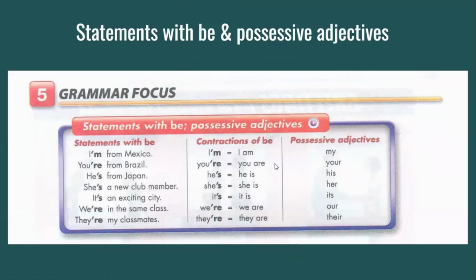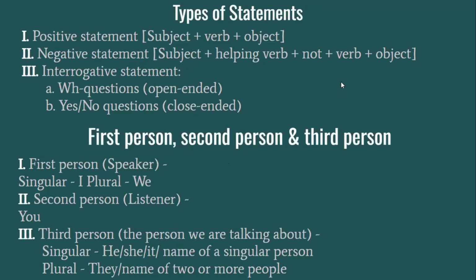Here we have a grammar topic, statements with P, and then we have possessive adjectives. Now, what do we mean when we say statements? Statements are the sentences that we make. We have three types of statements: positive statement, negative statement, and interrogative statement. A positive statement is a normal statement. Whenever we make a statement, we have a subject, then a verb, and then an object. The subject is the main thing that we are talking about in a sentence.